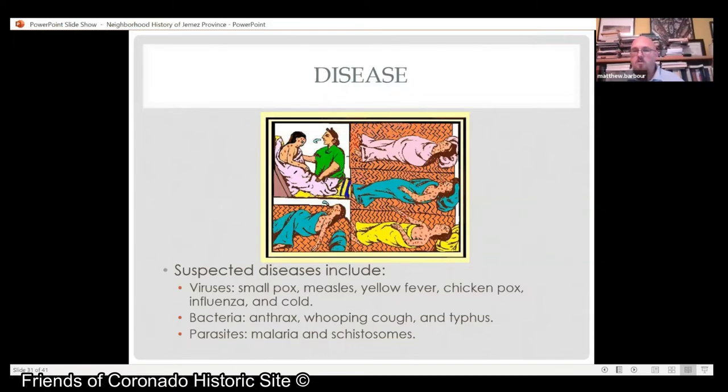I can't even say that last word. Schistosomes. I know there's many of you that have a healthcare background. You probably get better interpretations of those names there. But a lot of nasty things going around that were definitely impacting the Jemez people and other indigenous groups.